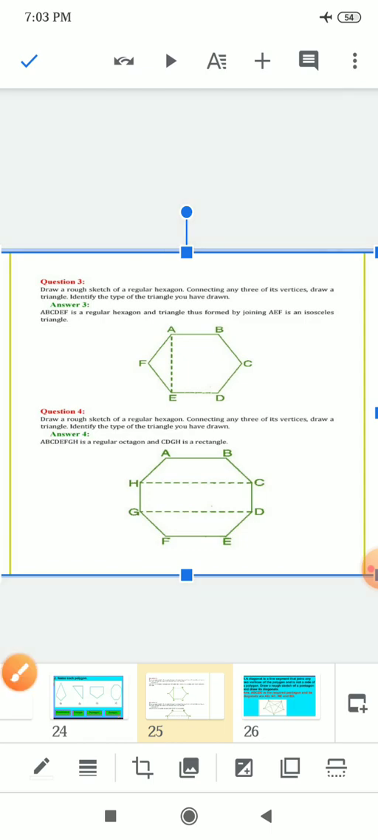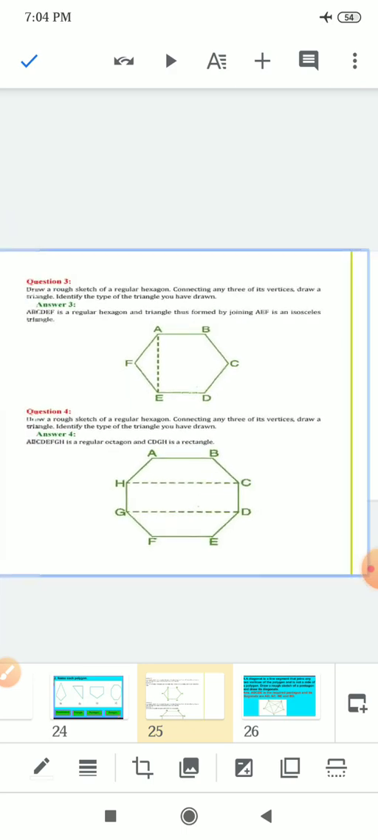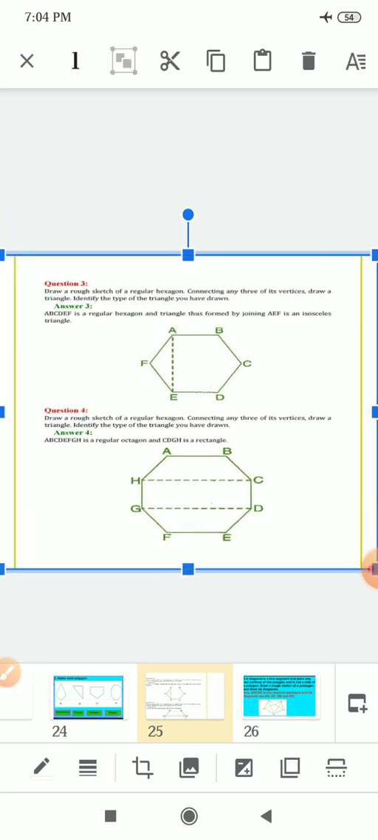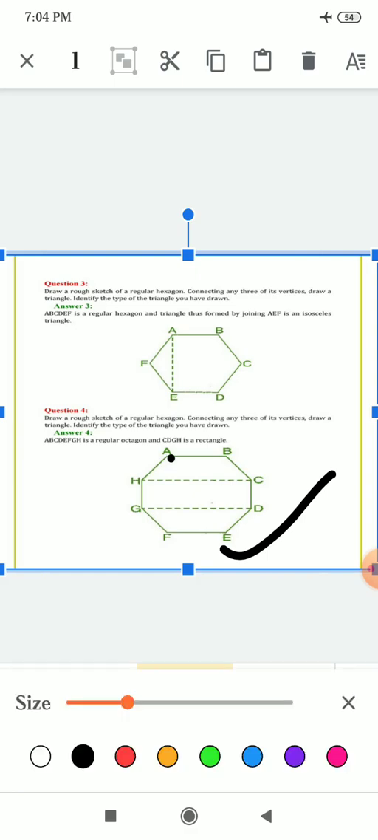Now we have question number 4. Draw a rough sketch of a regular hexagon connecting any 3 of its vertices. Draw a triangle. Identify the type of triangle you have drawn. It means you have to draw a hexagon the same way we have drawn here, connecting any 3 of its vertices. We have taken this point, this, this and this. You have to draw a triangle and identify the type of triangle you have drawn.